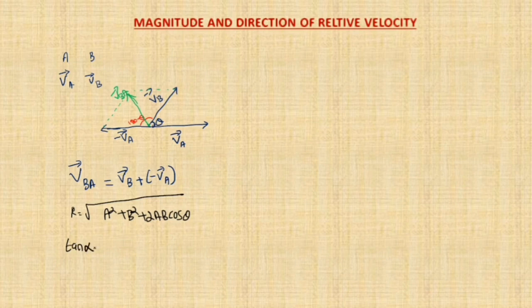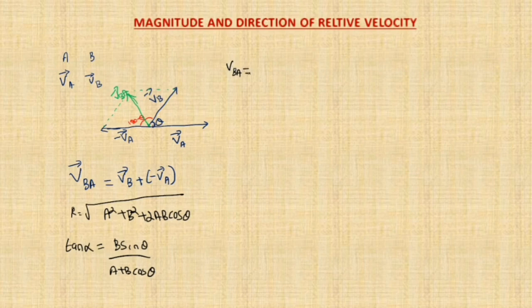Tan theta or tan alpha is equal to B sin theta divided by A plus B cos theta. So we can apply this one here. So here what is the resultant here? That is equal to VBA. We will be taking only the magnitude.